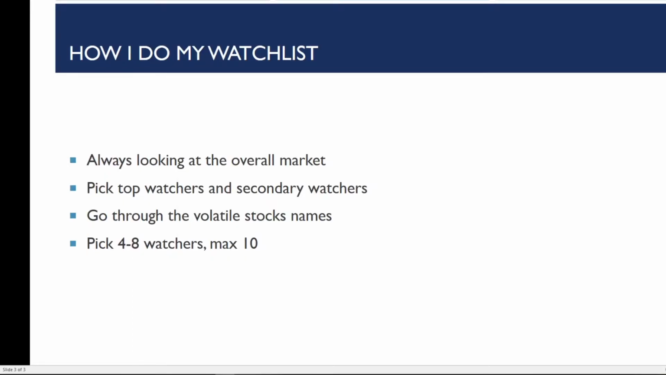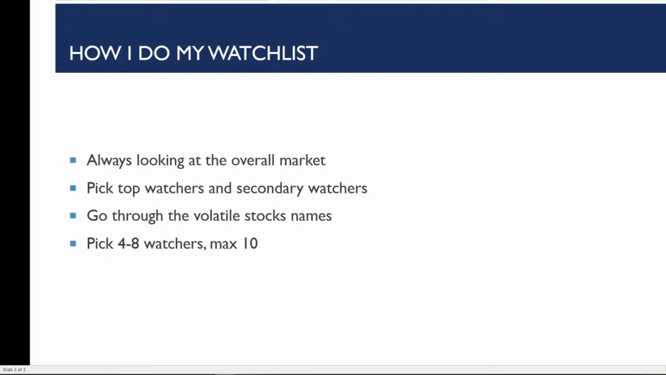How I do my watch list is I always look at the overall market first. So I then know what the ebb and flow of the market is. I look at the S&P 500, I look at the Dow Jones, I look at the NASDAQ. I look at different sectors. So for example, it would be the financial sector, biotech, technology, and once I know all that, I can start picking what stocks I want to look at.